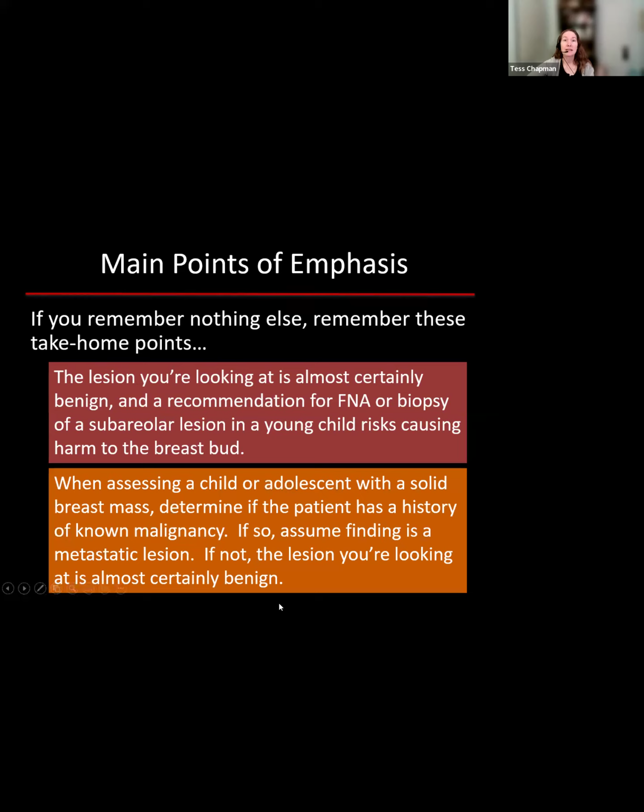And then the second point of emphasis is that when assessing a child or an adolescent with a solid breast mass, first determine if the patient has any known malignancy, any history of cancer. And if so, assume that you are actually looking at a metastatic lesion. And if not, if no history of cancer, then the lesion you're looking at is almost certainly benign.